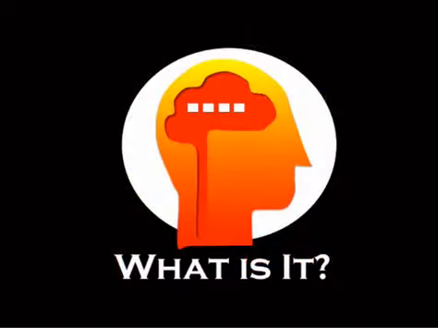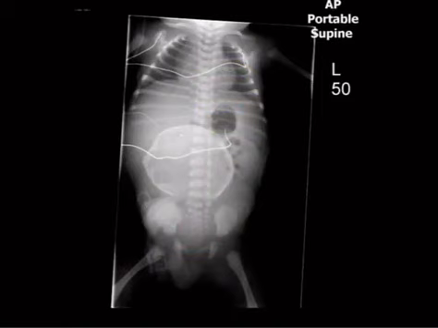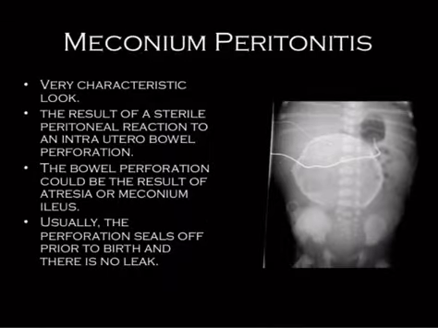All right. Next case is just an Aunt Minnie. You see this big calcified blob in the middle of the abdomen. It's a very characteristic look to it. This is a meconium peritonitis. Basically, you've had a sterile perforation in utero, and it's resealed itself, walled itself off. It can be seen in the setting of atresias or meconium ileus. Typically, there's no leak at birth.